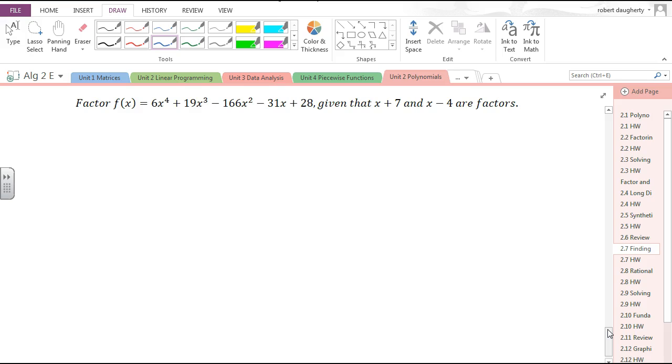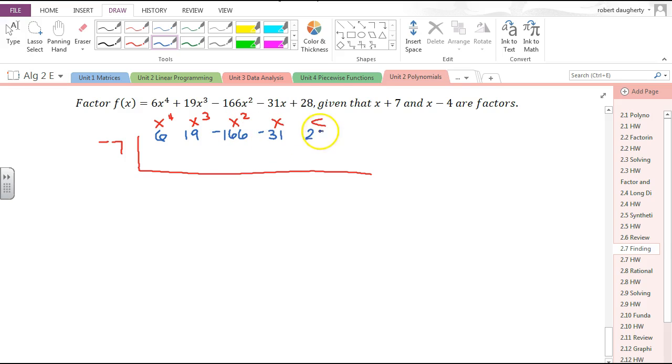So let's set this up. Do you have your choice which one you want to start with? 7. Okay, so that means a negative 7 goes on the outside. I'm going to need an x to the 4th, an x cubed, an x squared, an x, and a constant. So that means I've got what? 6, 19, negative 166, negative 31, 28. Okay, so what's the first step?